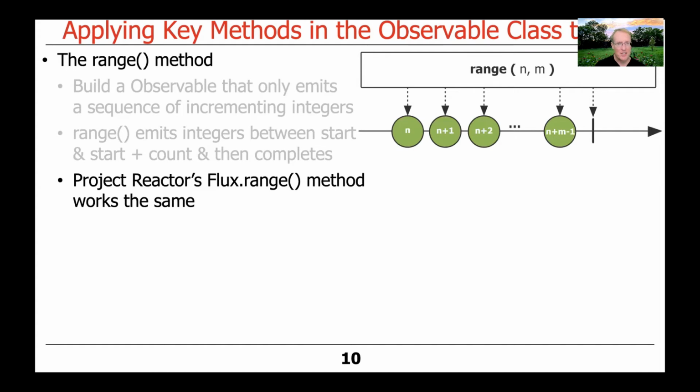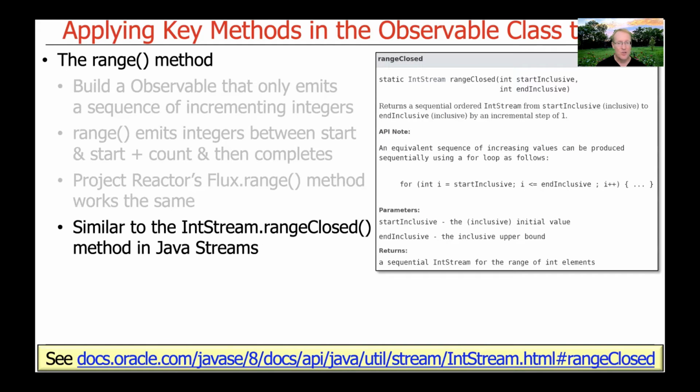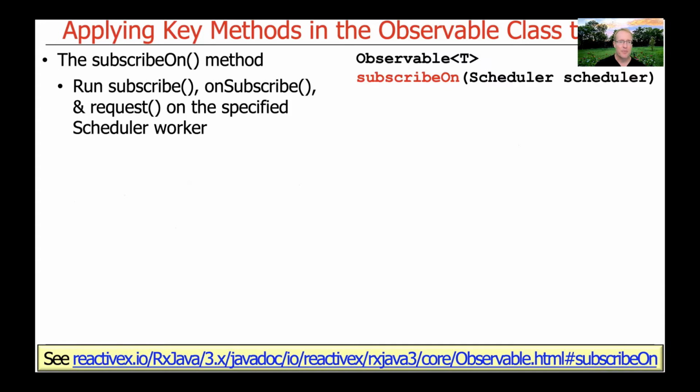Project Reactor has the range method on a Flux that works pretty much the same. And there's also something called rangeClosed in Java streams that works on an IntStream or a LongStream that also works in very much the same way.